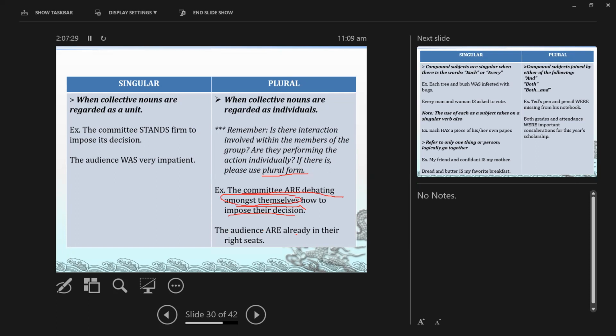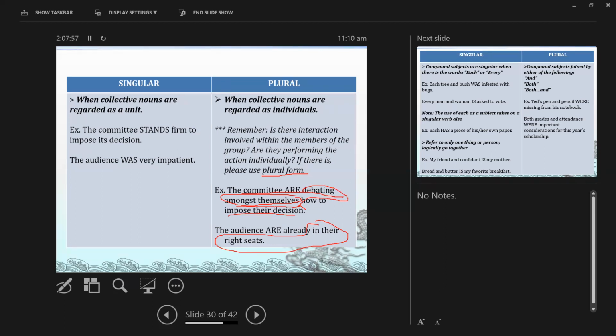The audience are already in their right seats. So another indication that they are performing individually is because they are in their right seats. Meaning, the audience are already in their right seats. They have an individual action done. Okay? Like ito, debating amongst themselves.